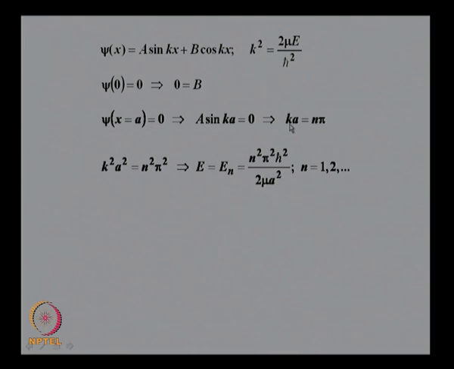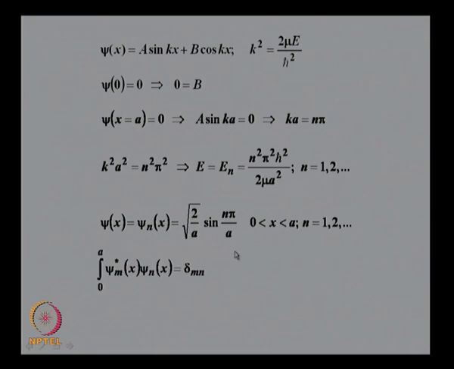So, if I square this, you get k square a square is equal to n square pi square. Therefore, E is equal to h cross square k square by 2 mu. So, the discrete energy levels of the problem will be equal to n square pi square h cross square by 2 mu a square, and the corresponding normalized wave functions are psi n of x equal to root of 2 by a sin n pi x by a.